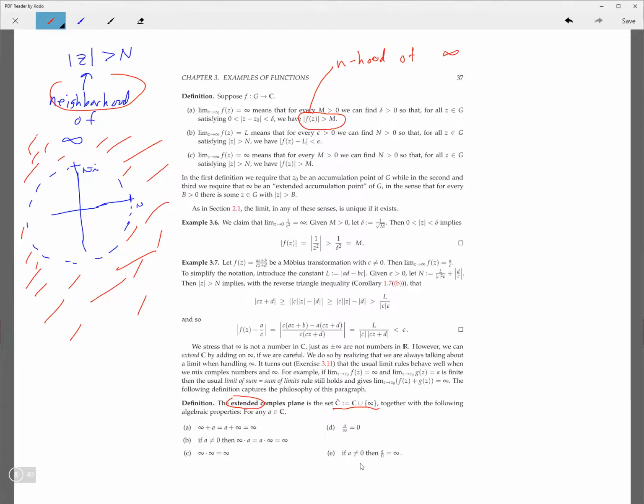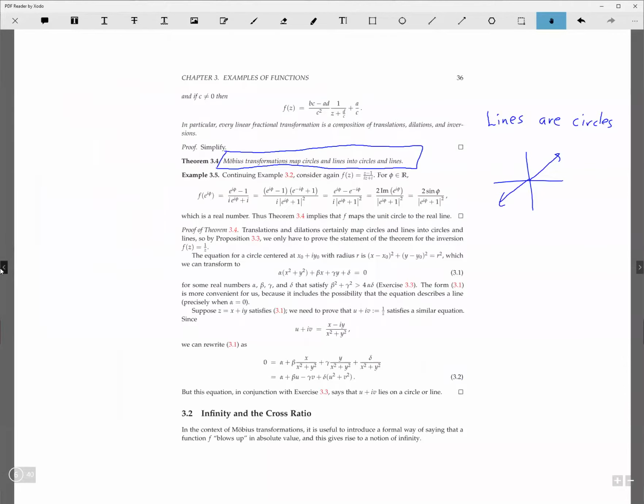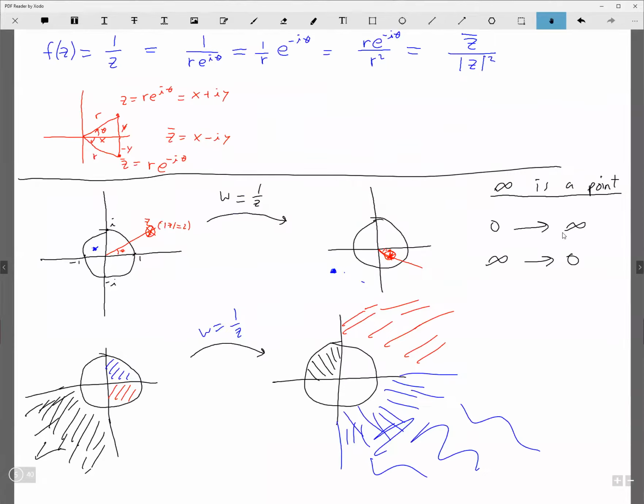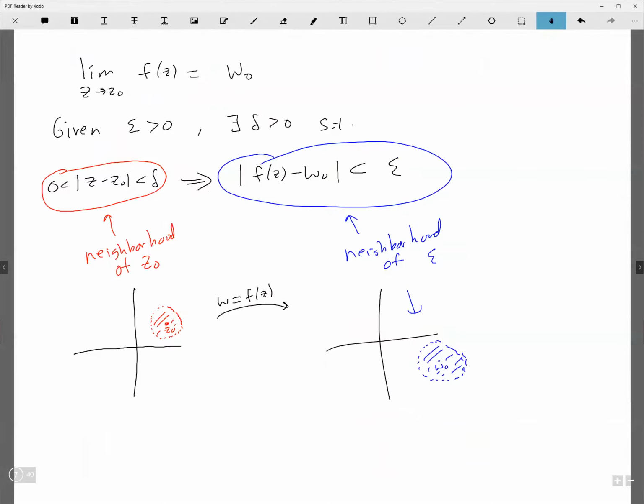And then if you take and divide by 0, you're going to get infinity. So that's how the Mobius transformation works right here. It takes 0 to infinity. So like 1 over 0, that's infinity. 1 over infinity, that's 0. So that's how that works.